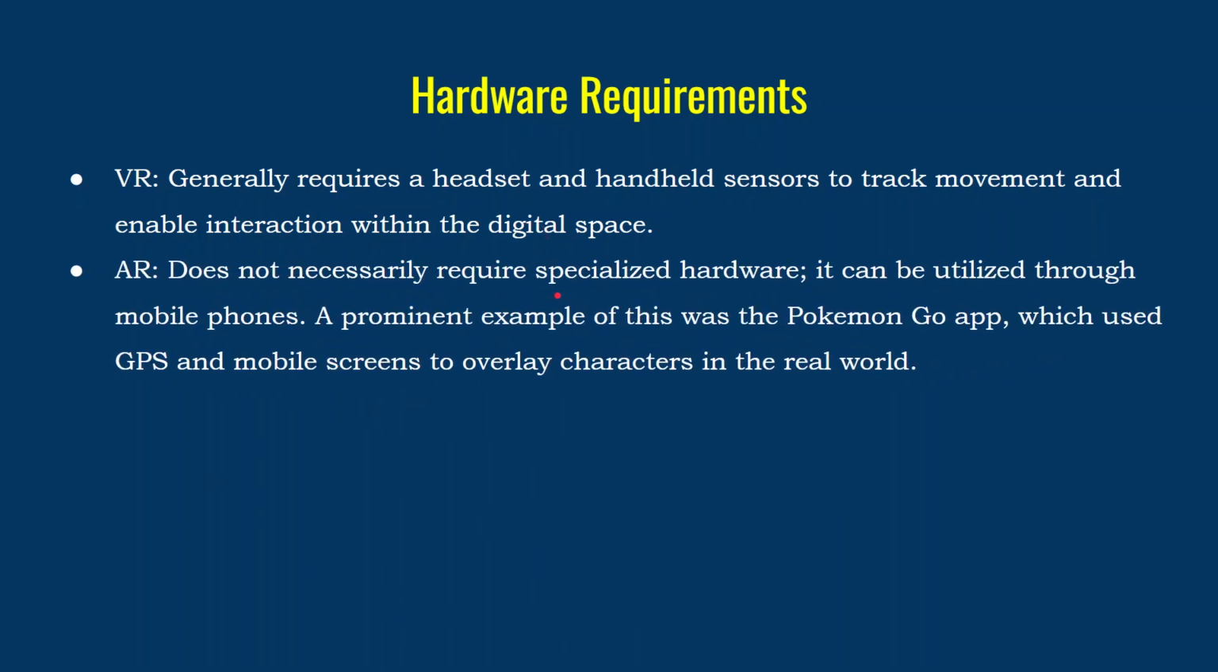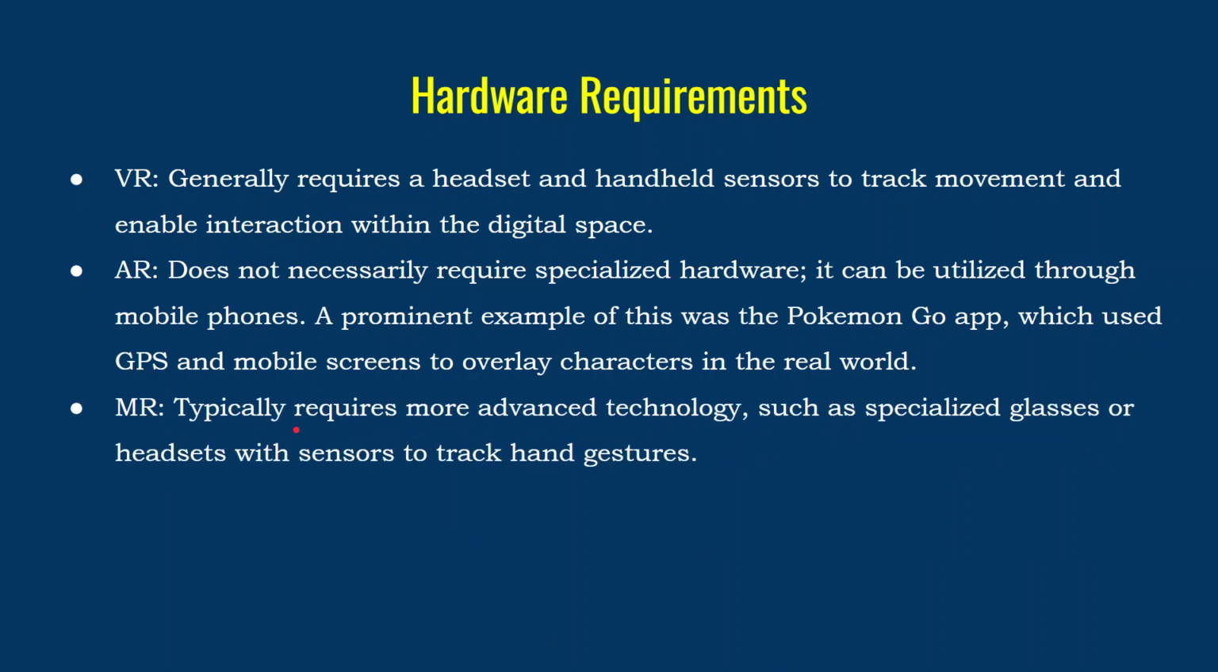And what about augmented reality? This does not require specialized hardware, but it can be used through mobile phones. For example, the prominent game Pokemon Go uses GPS, the geo positioning system, which positions the location of the objects in the game, and the mobile screen to overlay the characters in the real world. So it gives an augmented reality that does not require specialized hardware, but uses mobile phones for this process.